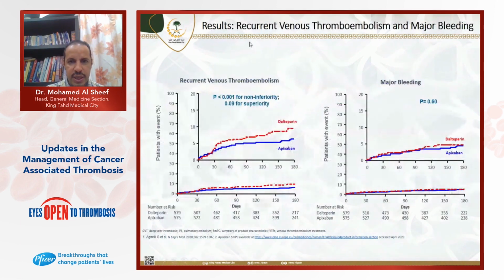So this is the recurrent venous thromboembolism and major bleeding, and you can see this is apixaban compared to dalteparin. As I mentioned, it was significant for non-inferiority. So a significant p-value for non-inferiority. So it's non-inferior, and there was a trend toward statistical significance for superiority. And you can see the curves started to separate after 30 days. And you have the major bleeding also. The curves overlap with each other.